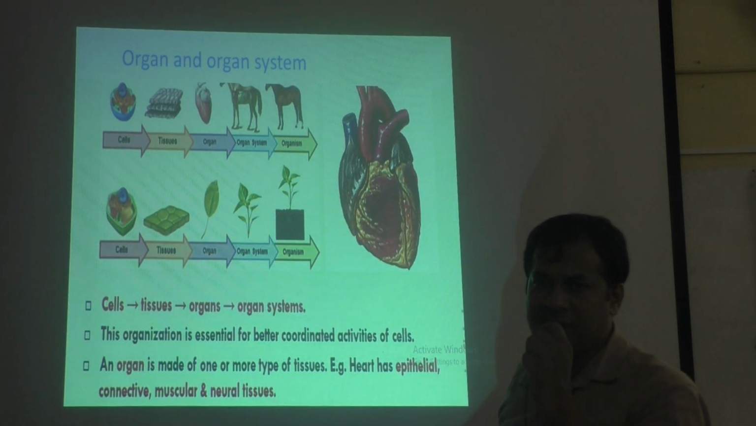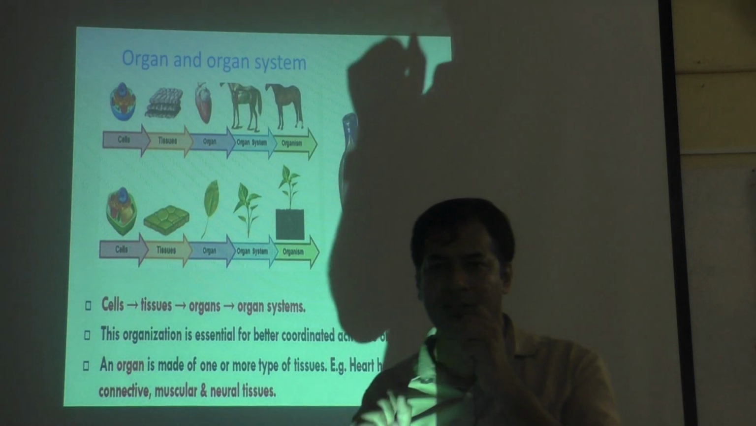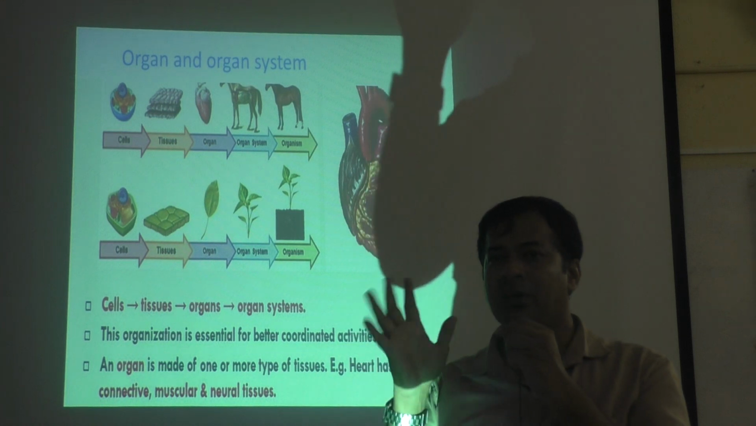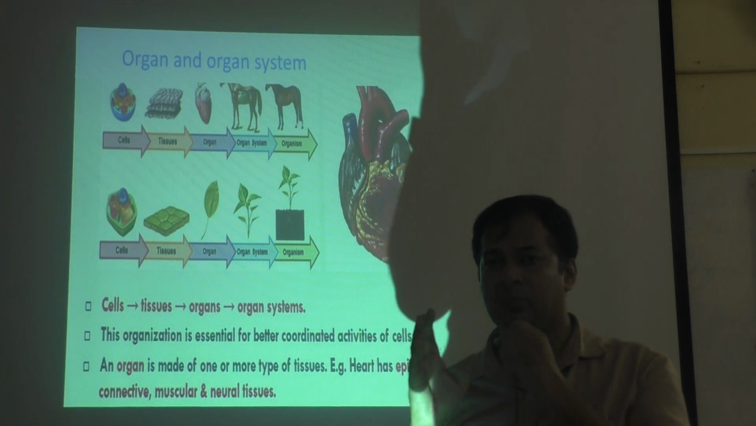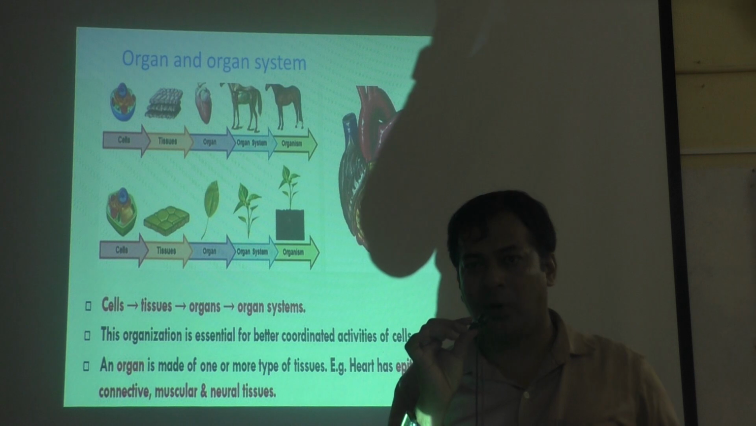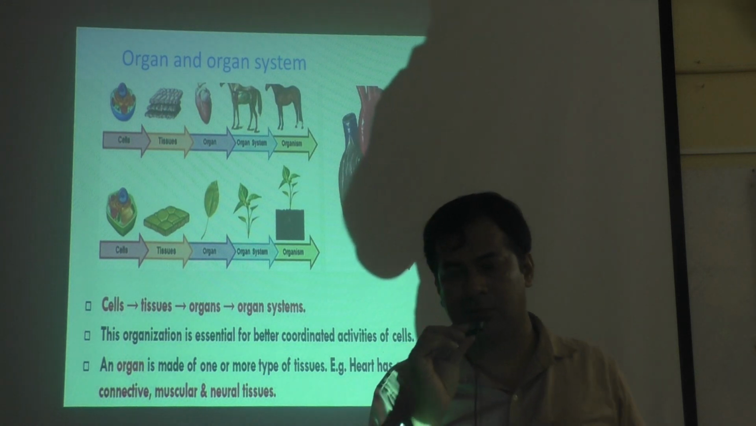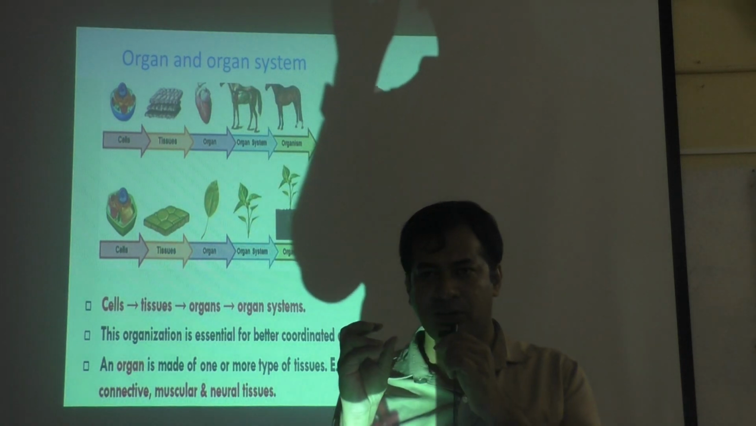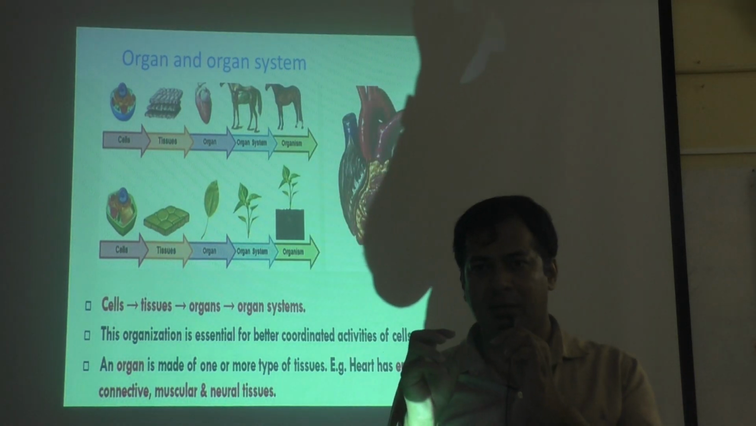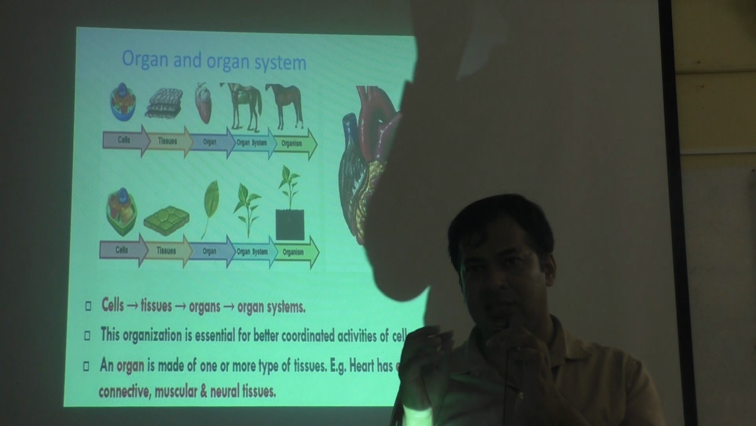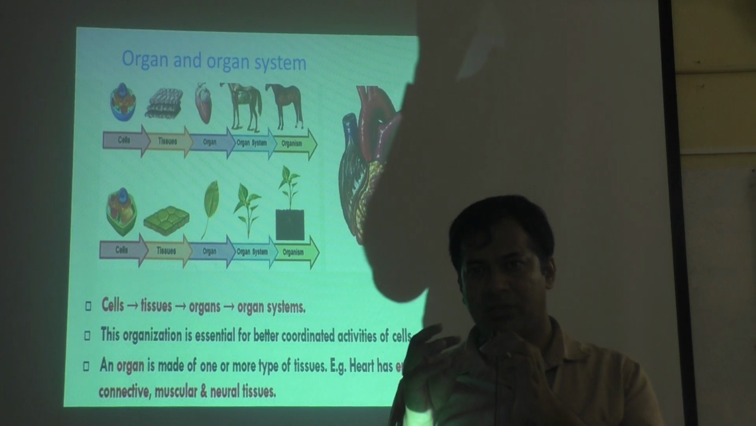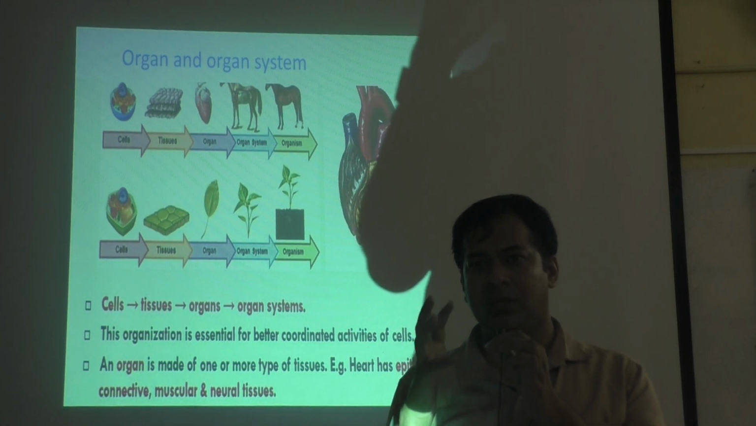A group of cells with similar structure and function we call a tissue. Many tissues form one organ. Many organs form one organ system. Then organ systems form one organism. Like in the human body, cells which are similar in structure and function form a tissue. For example, take the kidney. Cells of the kidney have the same function, that is filtration of blood. So they form a tissue. Then tissues form one organ, that is the kidney.